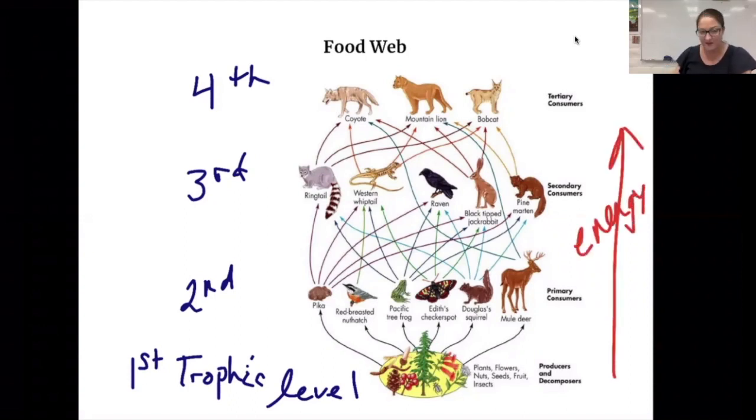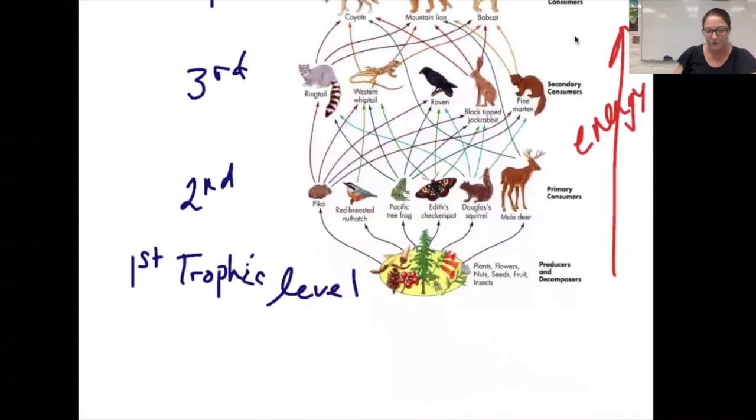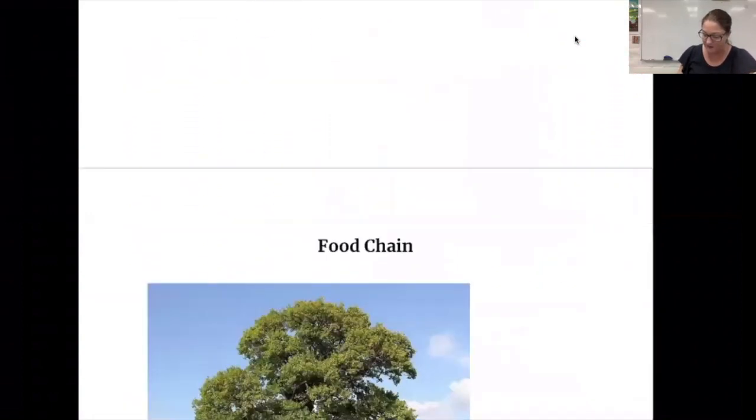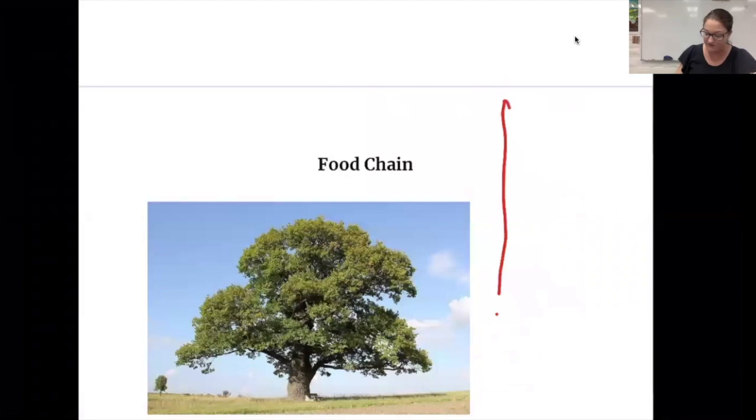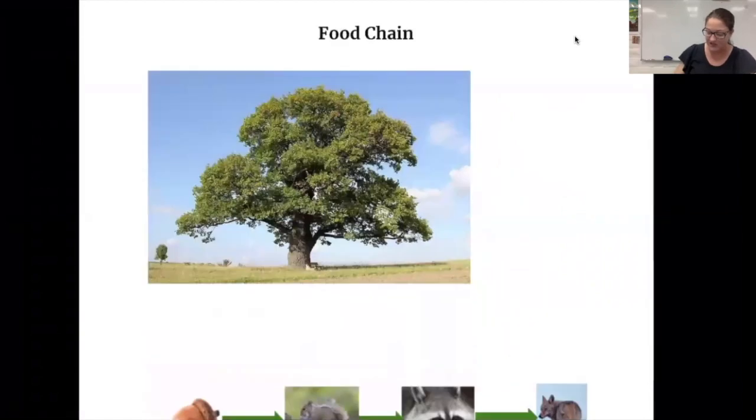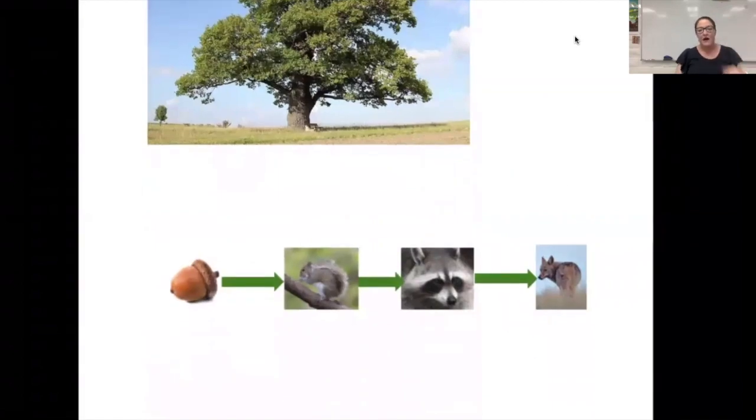If I were to look at this as a food chain instead of a food web, the difference is that a food web has branching and shows lots of connections, where even though it's simplified, it has a lot of organisms in it. A food chain, on the other hand, is just linear and is one portion of a food web.